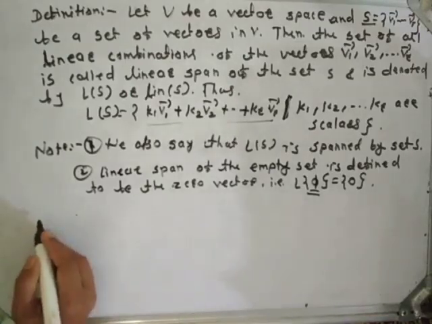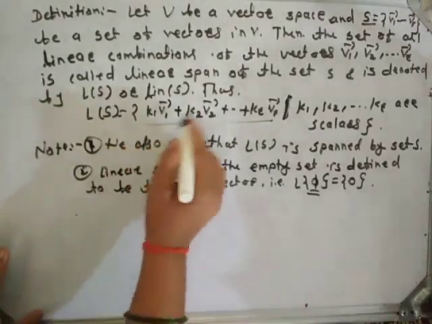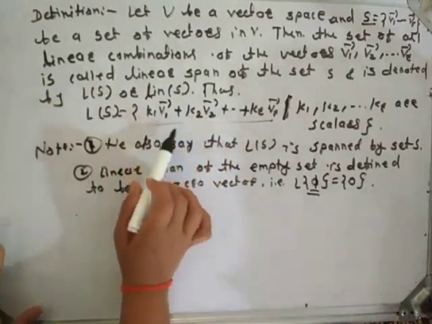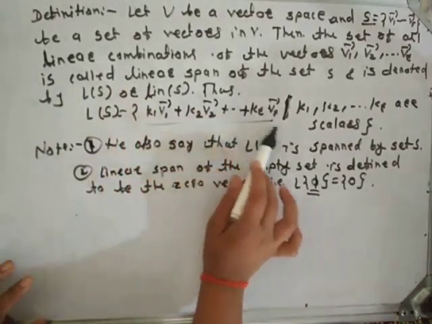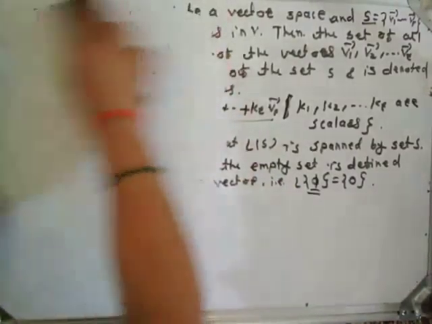So take example. Linear span of S is the set of all linear combinations of the vectors V1 bar, V2 bar and VR bar. Okay. Let us take an example.